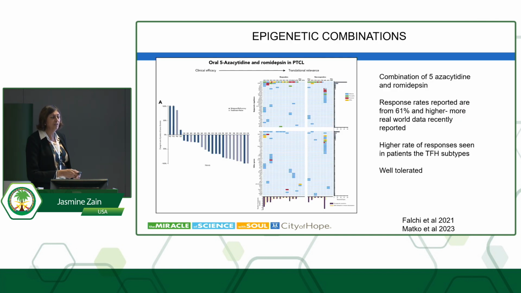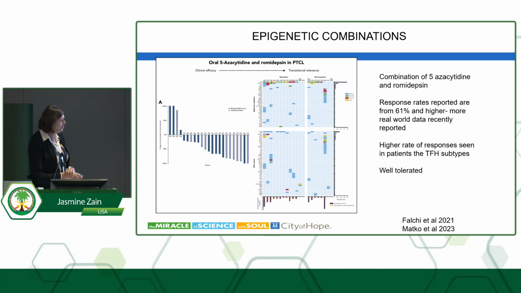Epigenetic combinations, so learning from the myeloma colleagues, we should be looking at combinations to move that response rate from the 30% to the 60s and 70%. This work has been going on. One of the combinations is 5-azacitidine with romidepsin. Romidepsin has also been combined with pralatrexate. And again, the response rate for romidepsin, 30%, went up to 61% in the combination.